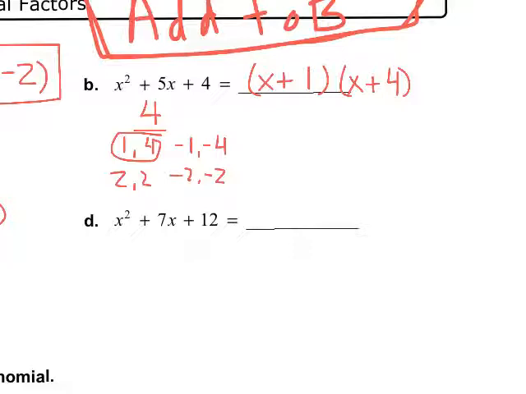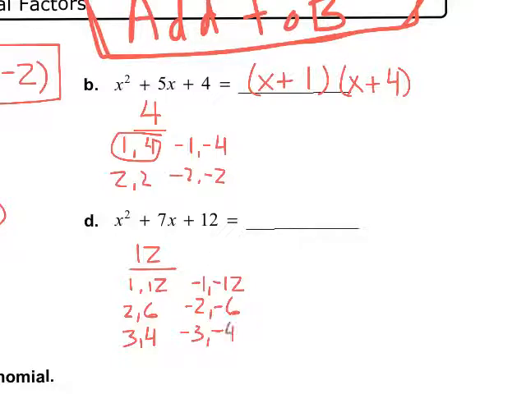And then last but not least, letter D, my C value is 12. So I want factors of that. So I have 1 and 12, -1 and -12. Neither of those add to 7. So let's keep going. I have 2 and 6, or -2 and -6. Neither one of those adds to 7. So what's next? 3 and 4, or -3 and -4. And this 3 and 4 right here is the one that adds to 7. So it's going to give me x plus 3 for positive 3, x plus 4 for positive 4.